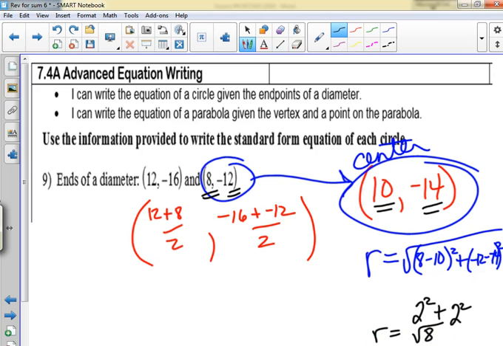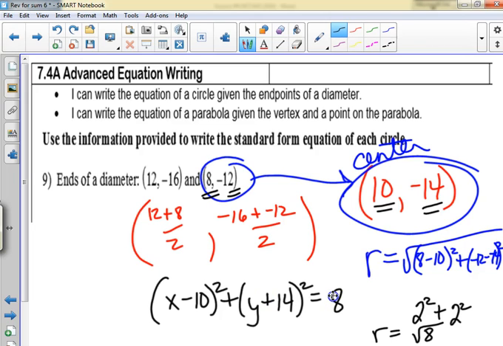Did I do that right? Did someone else get that? So what do I really want in my formula? X minus 10, y minus negative 14 or plus 14 equals r squared, right? That goes in the formula. All right.